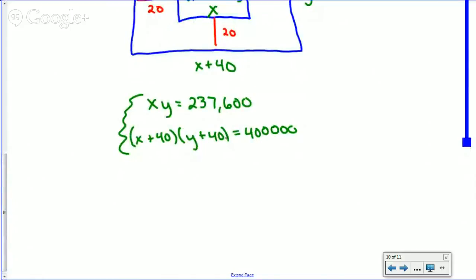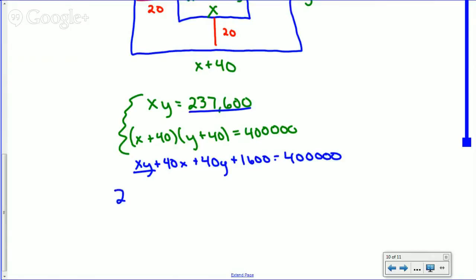So what we'll do is we'll FOIL this out. We get xy plus 40x plus 40y plus 1600 equals 400,000. Now, I know what xy is. If I take x times y, that gives me this number right there. So we'll substitute that in: 237,600 plus 40x plus 40y plus 1600 equals 400,000.